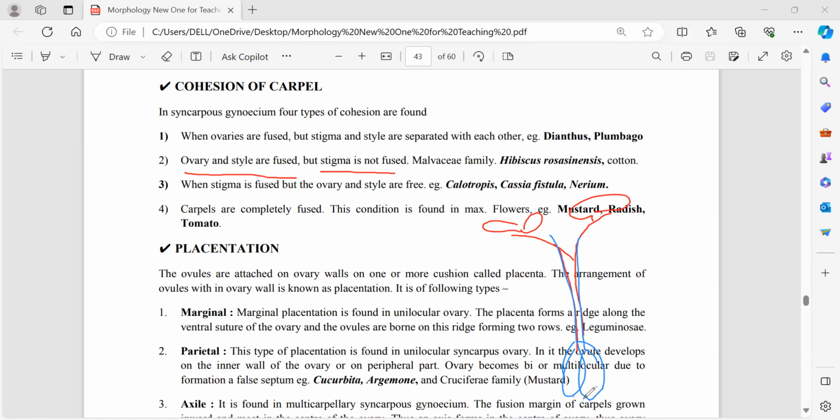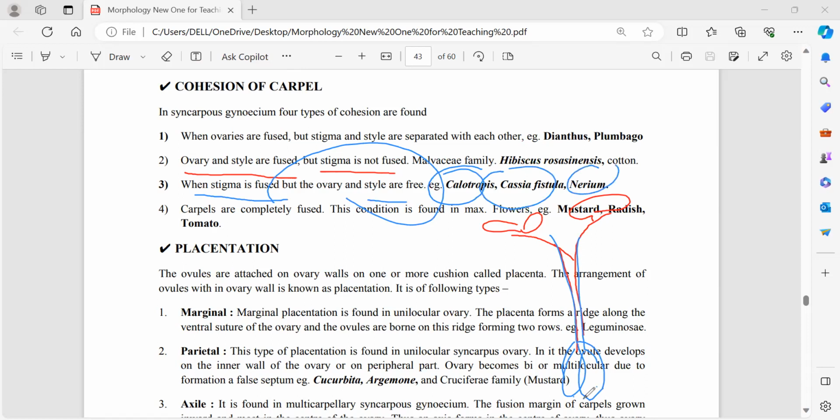We have another case when stigma is fused but the ovary and style are free. अब इस केस में ऊपर स्टिग्मा फ्यूज्ड है लेकिन ओवरी एंड स्टाइल नीचे फ्री है. For example, Calotropis, Cassia fistula, Nerium.